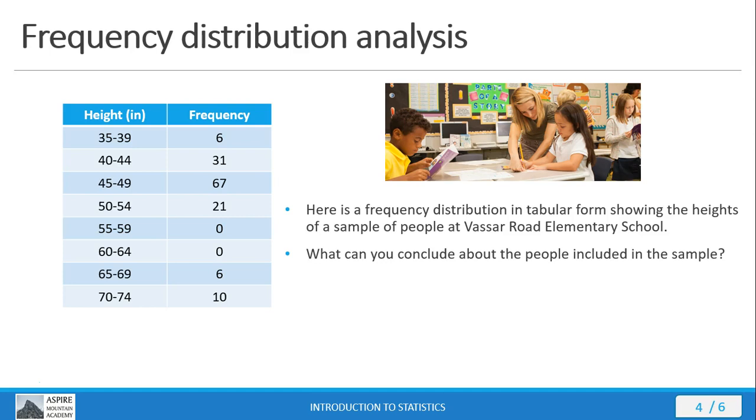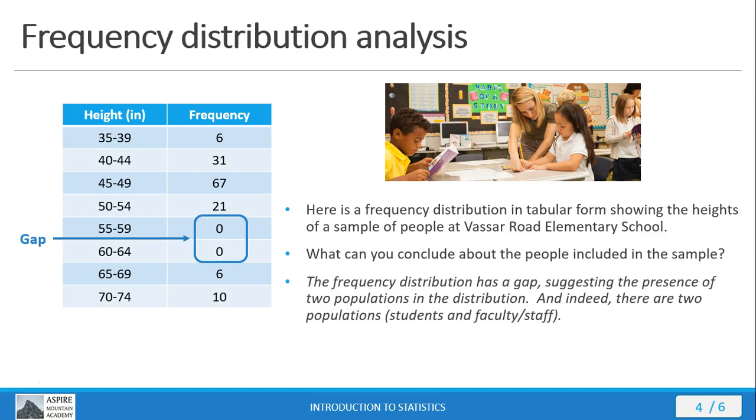Well, think for a moment about what the data represent. Okay, the data represent people at an elementary school. So you've got one population up here that's really short, and those are the kids, and then you've got another population down here that's much taller. These are the adults, the faculty, and the staff. So identifying gaps, as well as the shape of your distribution, can actually reveal characteristics of the underlying data.